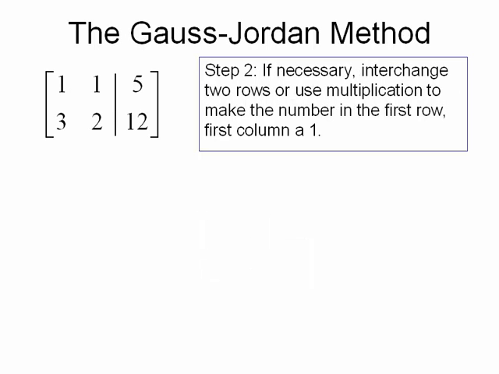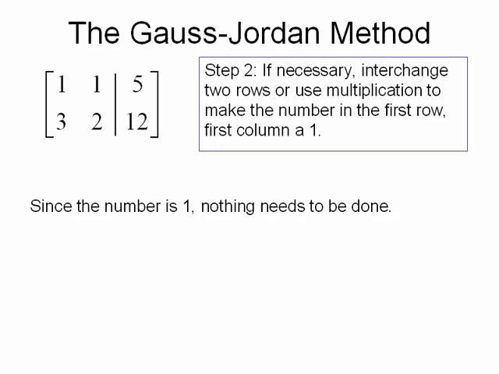Now in step 2, we need to interchange two rows or use multiplication to make sure that the first row, first column, has a 1. Now since this number is already 1 in the first row, first column, we don't need to do anything. We can proceed on to the next step.